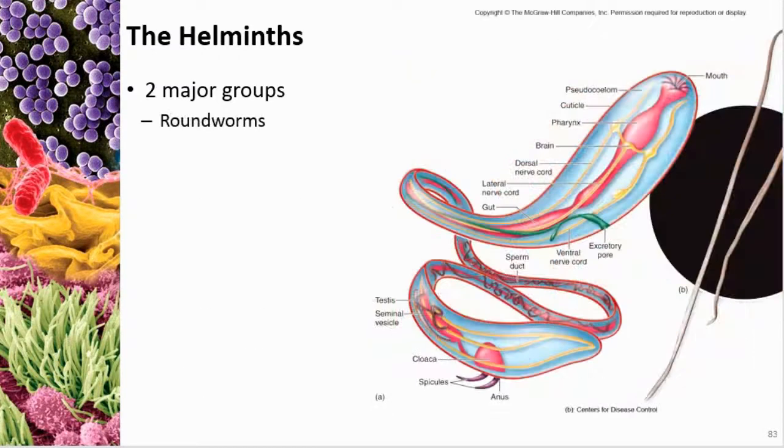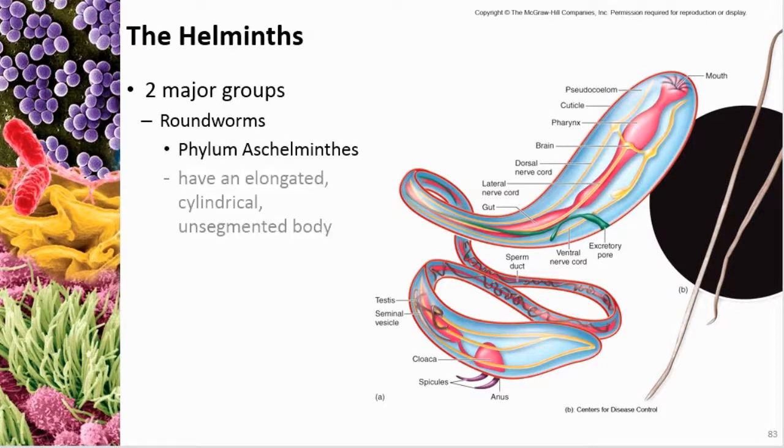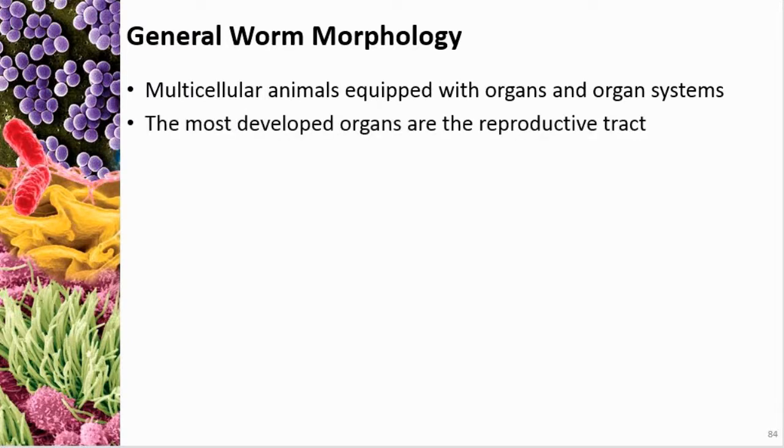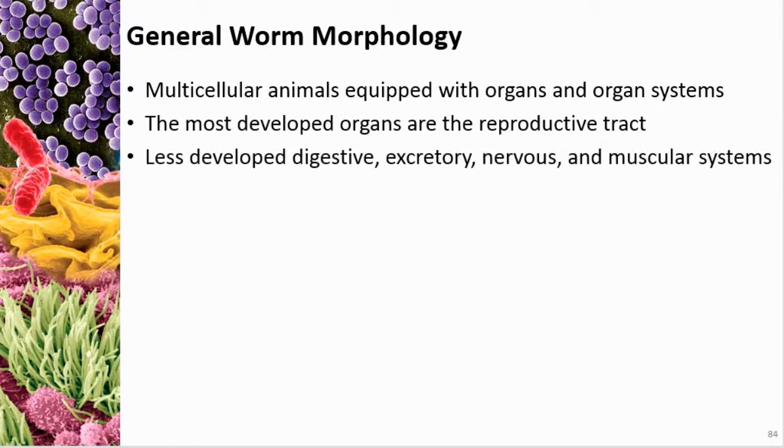The other major group are the roundworms, and they are of the phylum Aschelminthes. So they have an elongated, cylindrical, unsegmented body. They look kind of like just a typical disgusting worm. But let's talk about the morphology of them. They're multicellular organisms, which means they've got organs and organ systems, just like every other multicellular organism has. The most developed organs are the reproductive tract because that is their main goal in life, is to reproduce. They do have digestive, excretory, nervous, and muscular systems, but they aren't as developed as the reproductive systems.